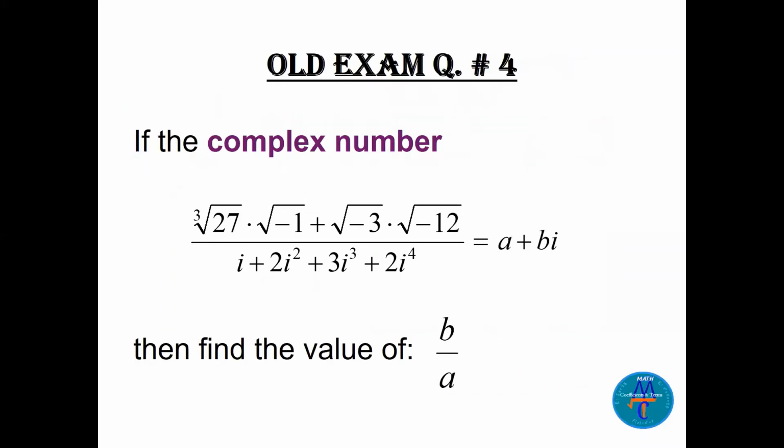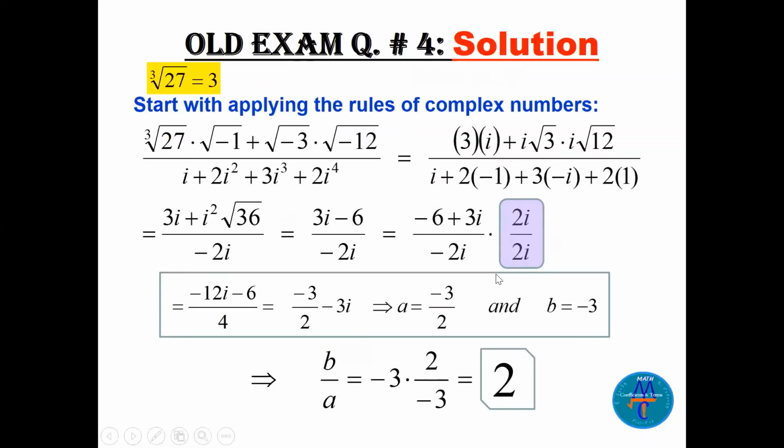Now, same idea here, but you have to be careful about the powers. Cube root of 27, square root of minus 1, that's i. This one here, remember, square root of minus 3 is square root of 3 times i. Don't multiply here, unless they are real numbers. You can go and check the lecture, please. This one, i squared, i cubed, i to the power 4. You have to be careful until you get a plus bi.